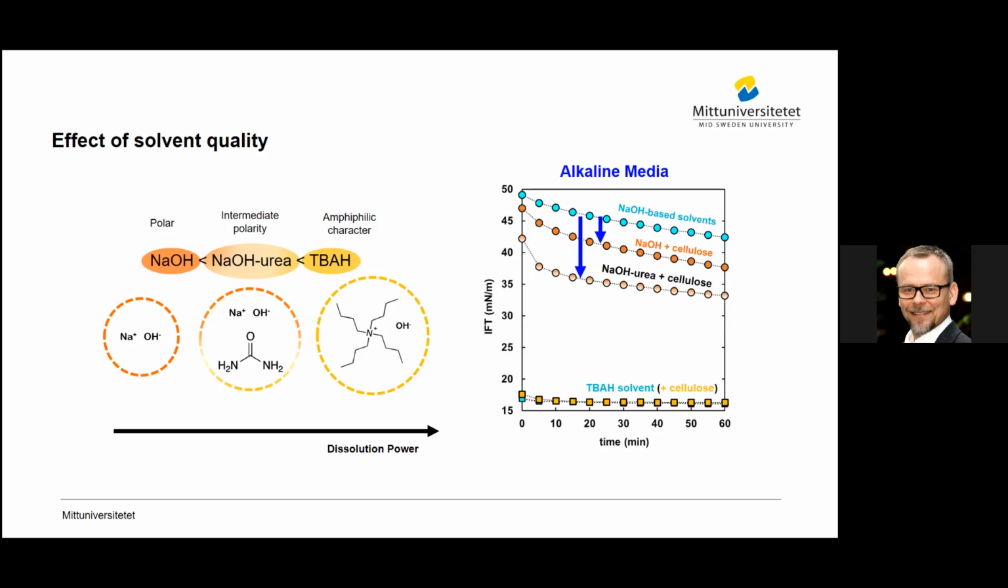And the explanation for that is, you don't see that much difference if you have cellulose here. It's more or less the same curve. You can see that there are 2 curves here, and they're more or less overlapping. But the TBA ion itself is amphiphilic, so it will contribute to lower the IFT a lot.